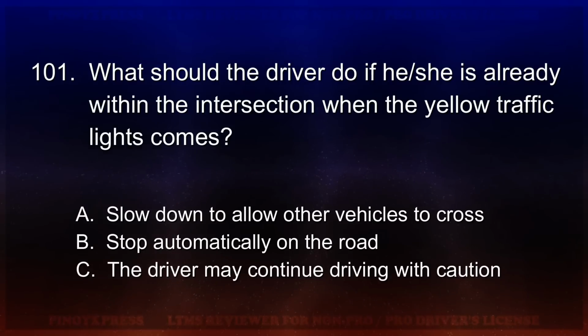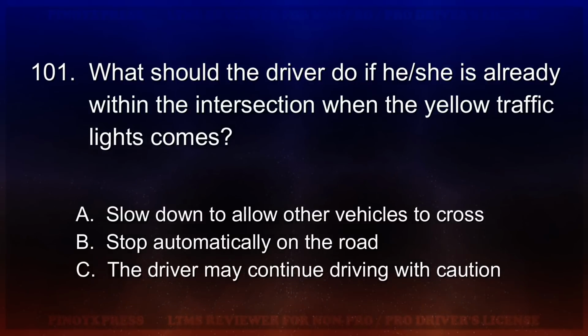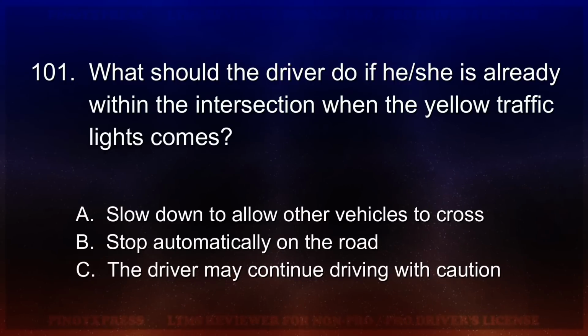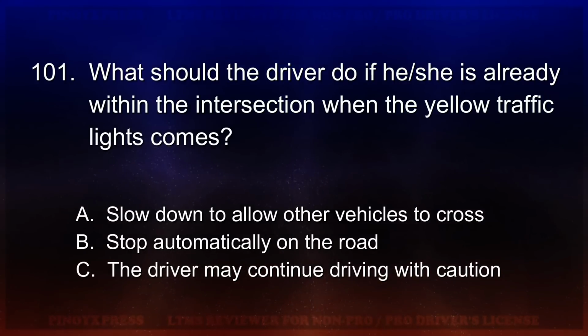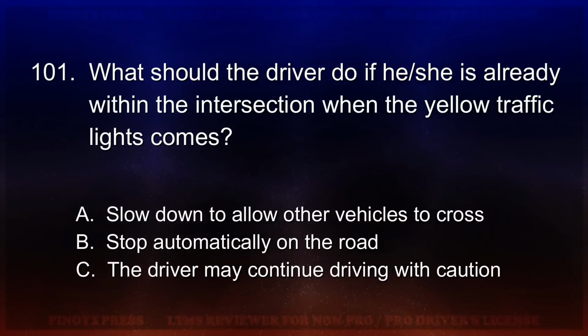What should the driver do if he or she is already within the intersection when the yellow traffic light comes? A. Slow down to allow other vehicles to cross. B. Stop automatically on the road. C. The driver may continue driving with caution. The correct answer is letter C.